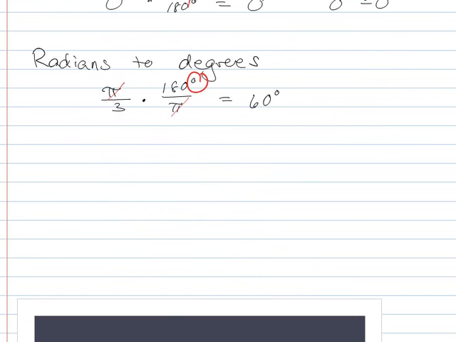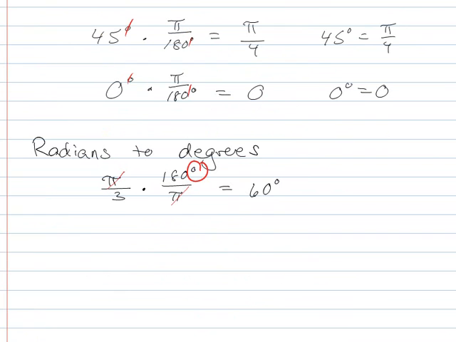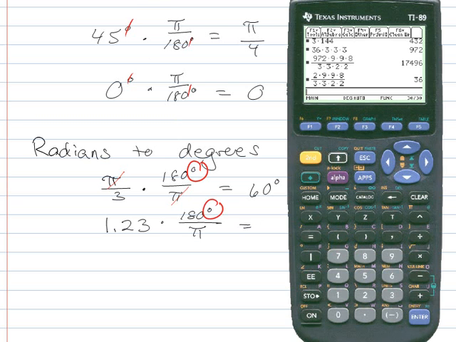Now, you can't always count on the pi's canceling out, because say if I gave you 1.23 radians, there's no pi really. So what you want to think is, okay, in the end I want degrees. So degrees has to be on top. And so that would be 180 times 1.23 divided by pi. And this is why everyone should have a TI-89, because they're beautiful. So, 70.5 degrees.